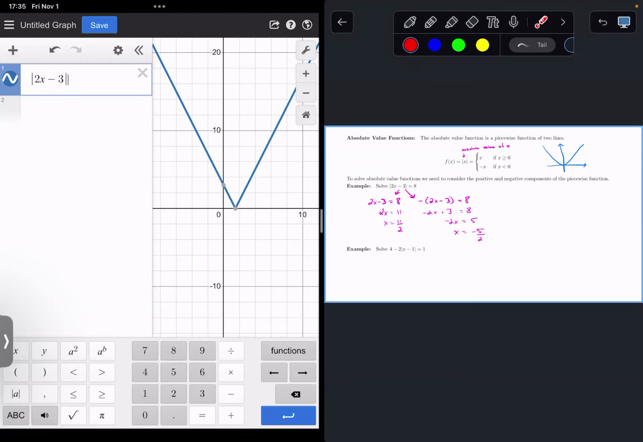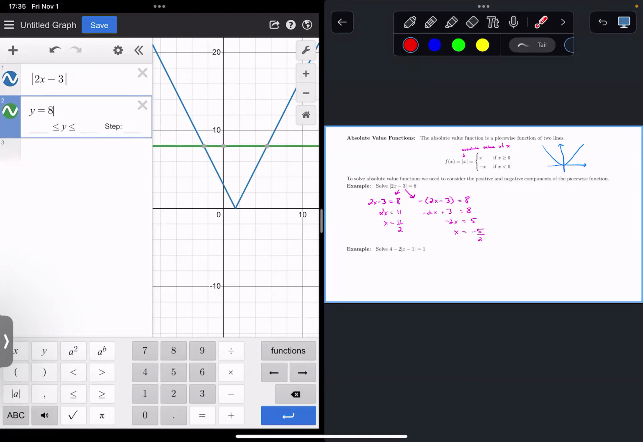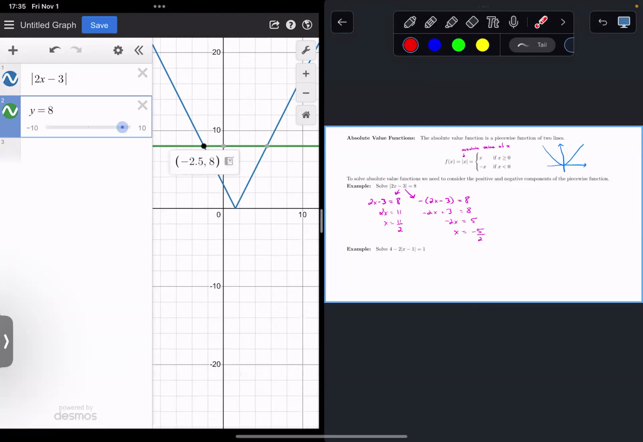It doesn't really draw it the way I want it to. So I'm going to draw a line at y equals 8. Oops, 8. There. So what this thing looks like and what we found is that at negative 2.5, the solution is 8, and at 5.5, the solution is 8. Which we did, but we used fractions.